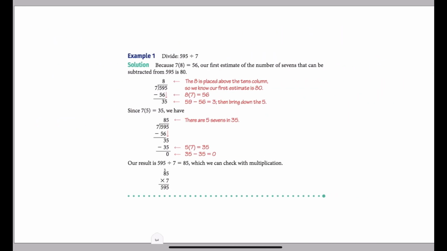And now in this example, this is the same example. They're going to walk you through, you know, how to do it maybe a little neater, and then they're going to check it. So I encourage you to go through this example. If you have any trouble with division, please make an appointment with me and we can go over it.